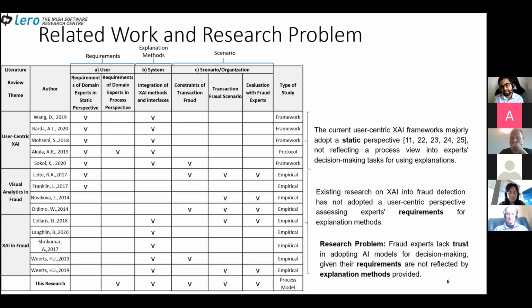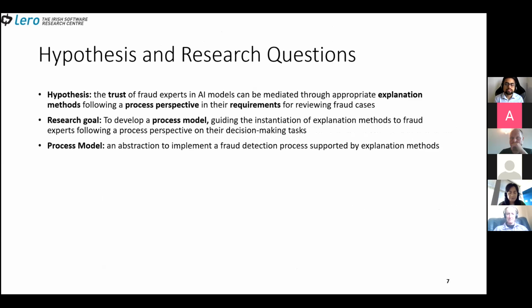So based on these findings and problems, I formulated my hypothesis, which states that the trust of fraud experts in AI models can be mediated through appropriate explanation methods following a process perspective in their requirements for reviewing fraud cases. To provide the explanation methods in a process perspective to fraud experts, my research goal is to develop a process model guiding the instantiation of explanation methods to those experts. The process model itself will be an abstraction to better structure a trustworthy fraud detection process supported by explanation methods.